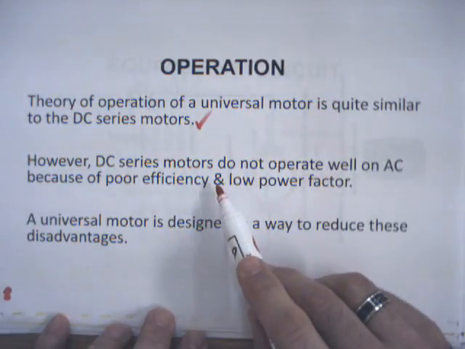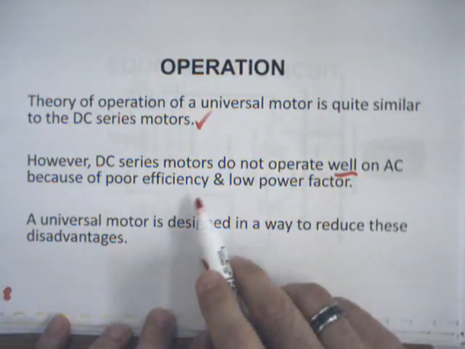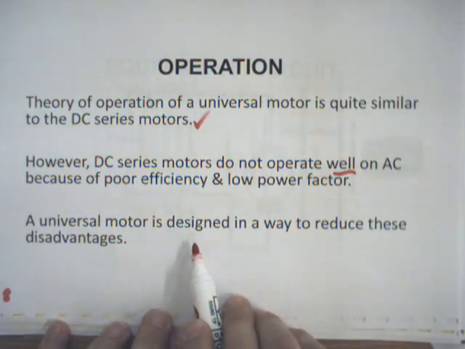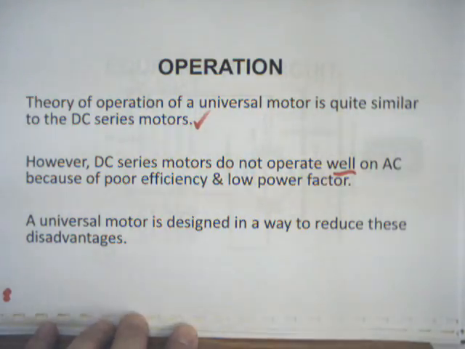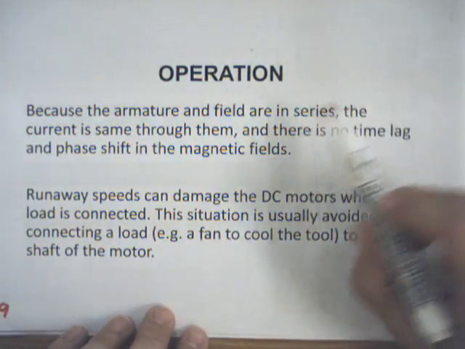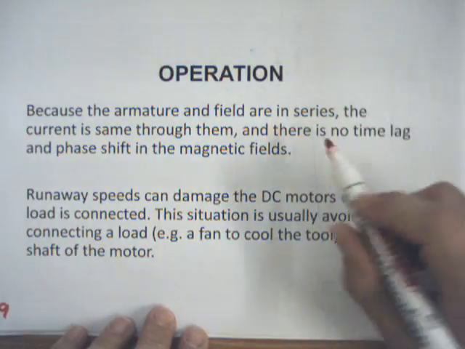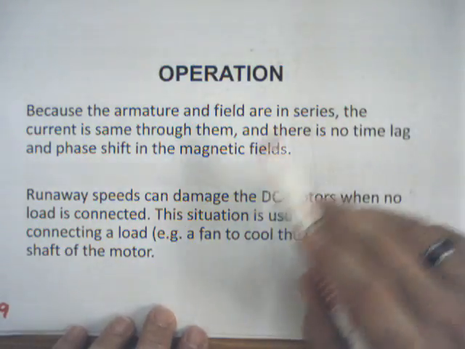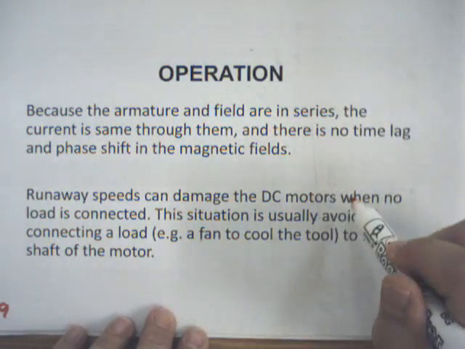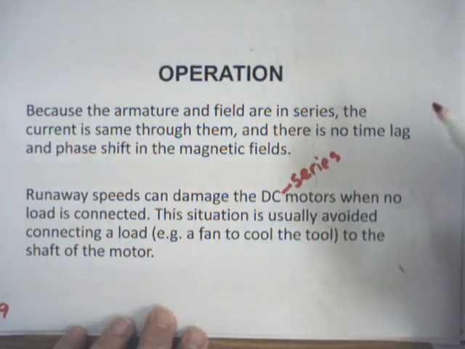However, DC series motors do not operate well on AC because of poor efficiency and low power factor. A universal motor is designed in a way to reduce these disadvantages. Armature and field are in series. The current is the same through them, and there is no time lag and phase shift in magnetic fields of stator and rotor. Runaway speeds can damage the DC series motors when no load is connected.